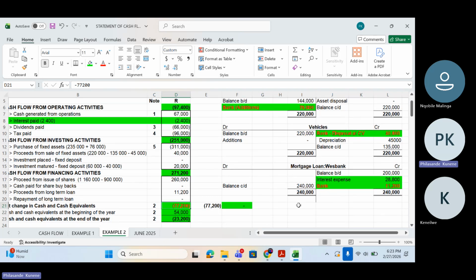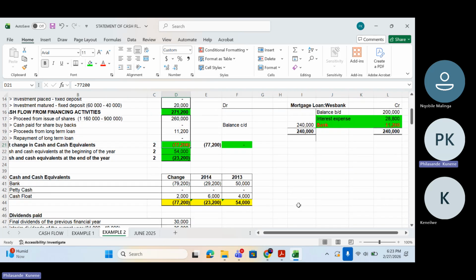I think that's all that, guys, we need to be aware of for now. We're not done with the principles of cash flow. There's still a lot of principles that we still need to talk about, but we've covered more. The only thing that I want us to be aware of now is SARS income tax, because there are different methods.